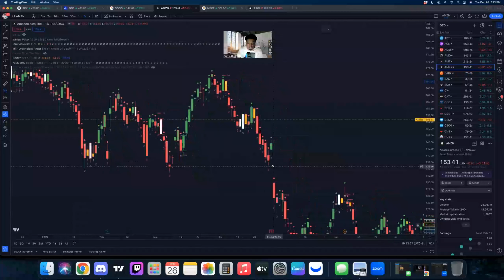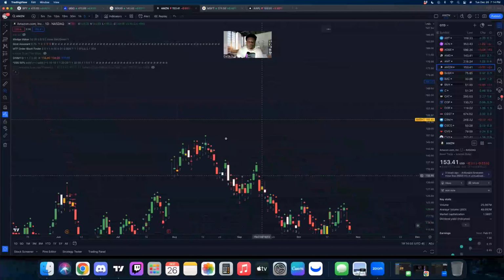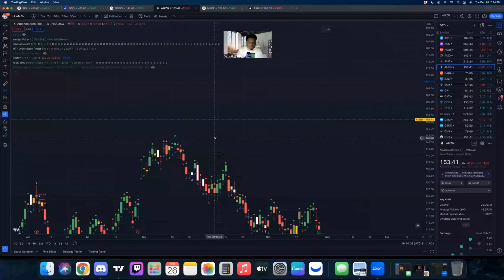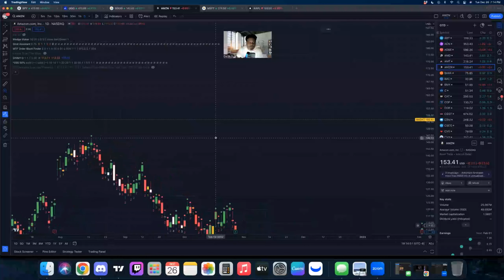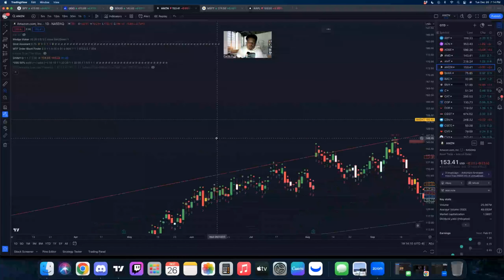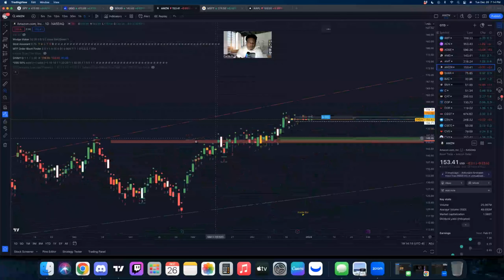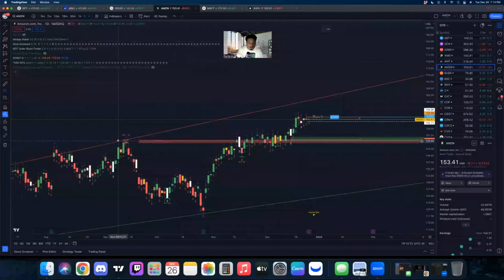But let's see. There's a gap that wasn't filled until later. I would say this is an area of resistance, this 146.53 area. 146.53. Yeah. So right about here, I would say is the area of support.